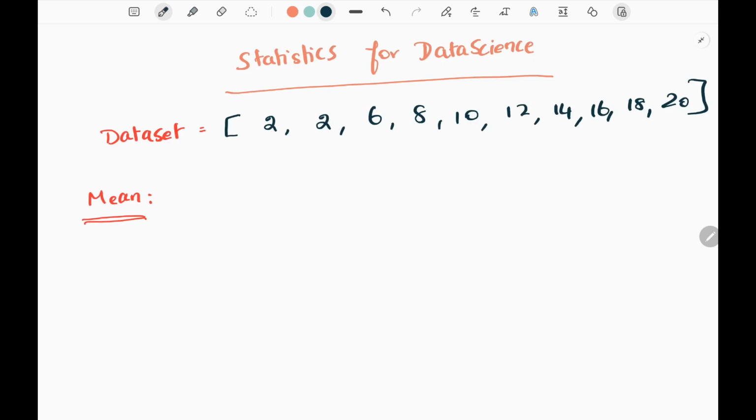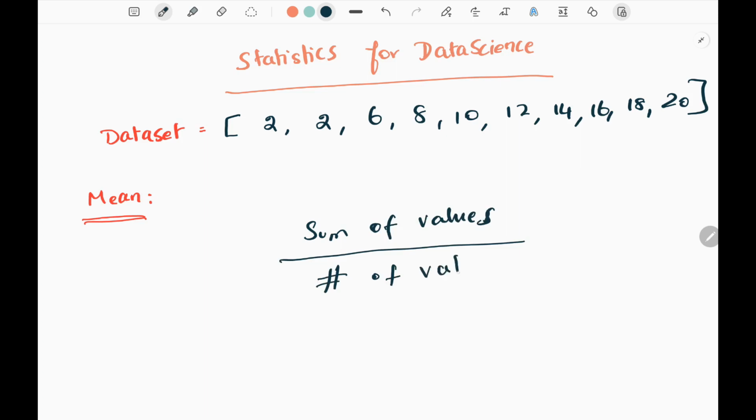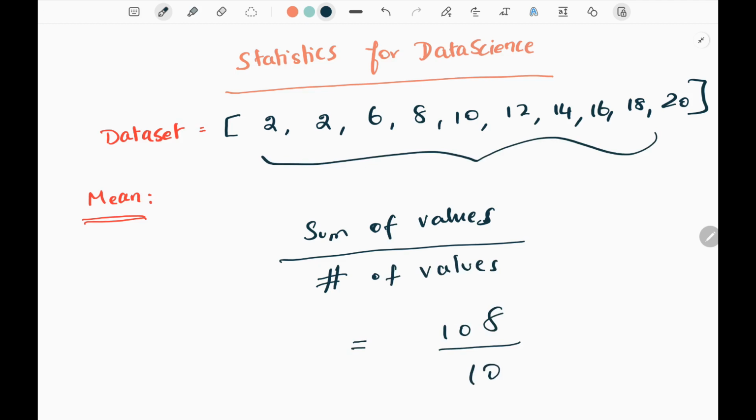So first we are going to see mean. So the mean can be calculated by summing all the values in the data set, right? We have to sum all the values and we need to divide by the number of values present in the data set. So in this case, if we add all the values in the data set, I'm going to get 108 and we have 10 values and we need to divide by 10 and I will be getting 10.8, right?